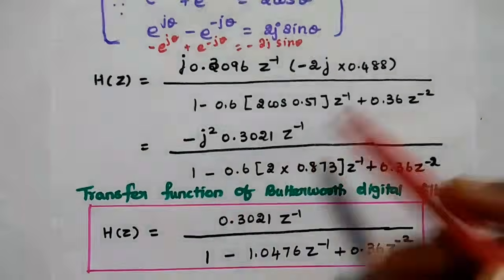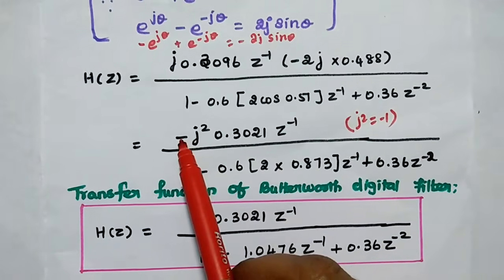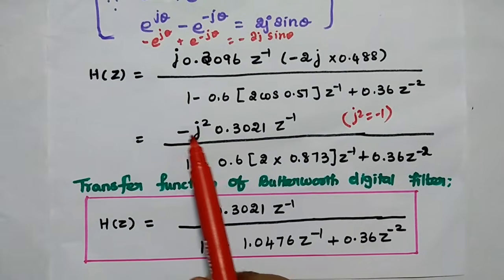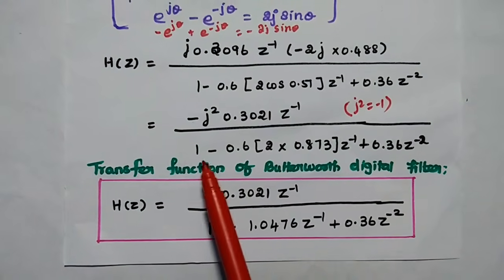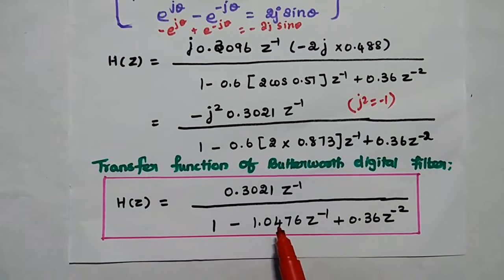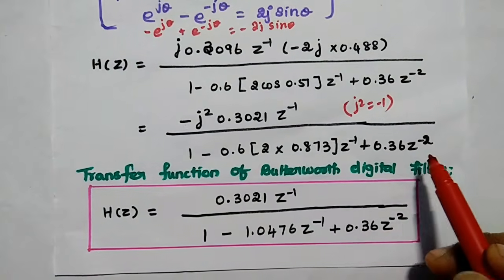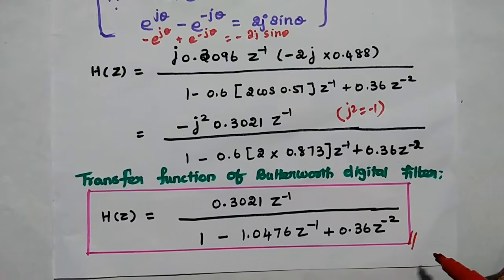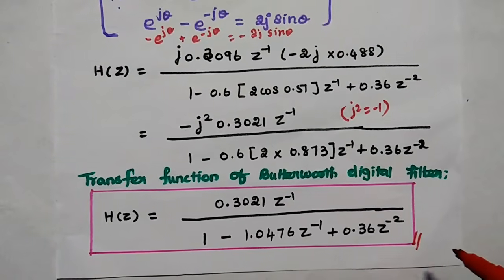Okay, as we know, j squared value is equal to what? j squared is equal to minus 1, correct? So minus 1 into minus is plus. So j squared is replaced with minus 1, so minus into minus plus 0.3021 z power minus 1 divided by 1 minus 0.6 into 2 into 0.873, which is 1.0476 z power minus 1, plus 0.36 z power minus 2. So this is the final answer, that is the required transfer function of the digital Butterworth filter using the impulse invariance method.